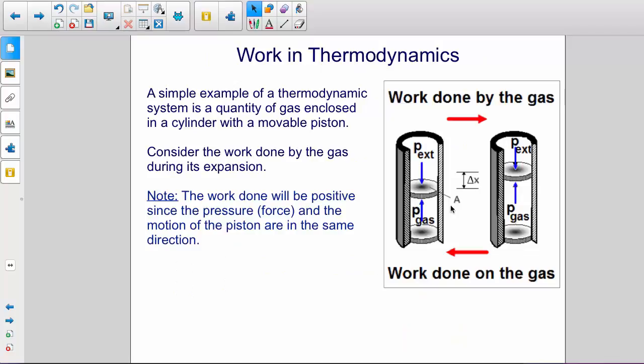A simple example of a thermodynamic system is a quantity of gas enclosed in a cylinder with a movable piston, as depicted at the right. Consider the work done by the gas during its expansion. When the gas expands, it pushes the piston outward. The pressure or the force of the gas is pushing in the same direction as the piston. Consequently, the work done is positive.